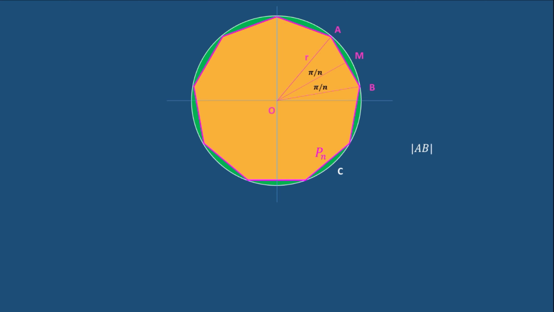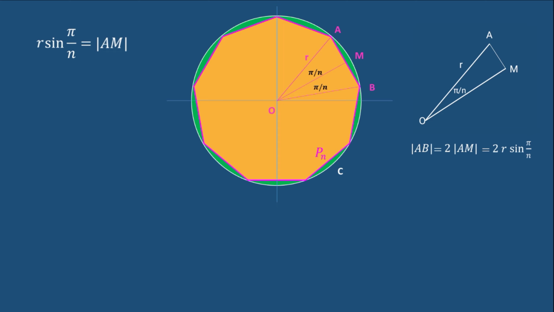From here, we can see that we can write the length of AB as 2 times AM. Now let me show the triangle OAM separately. This is a right angle triangle. Sin pi upon n will be perpendicular upon hypotenuse. Which is the perpendicular? AM length. And what is the hypotenuse? R. So sin pi upon n equals length AM upon R. On rearranging this, we get the length of AM. So the length of AB is equal to 2R sin pi upon n.